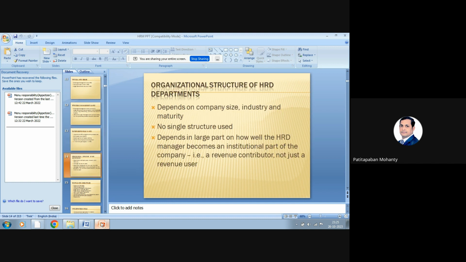Then organizational structure of HRD departments or the HRM, human resource planning department.